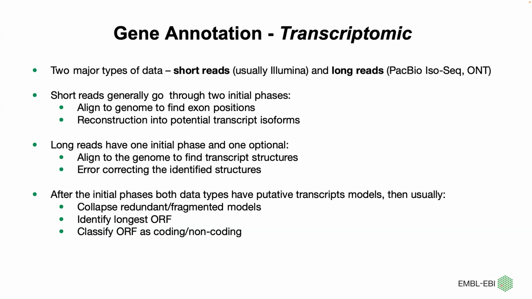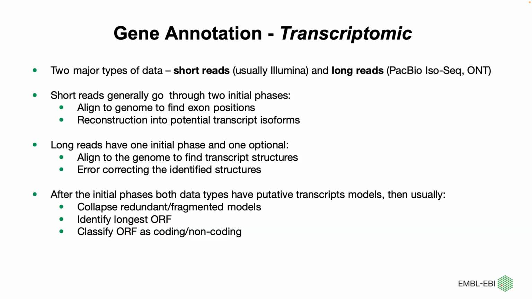And usually once it's aligned, we try to do error correction to identify the proper structure. And after the initial phases, both these data types have transcript models, which are usually collapsed to reduce the redundancy in the models.